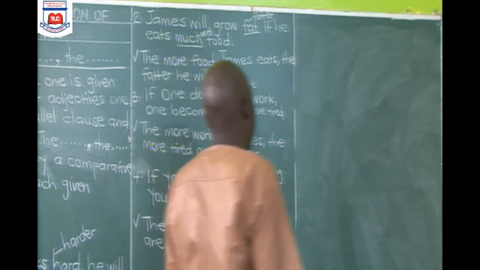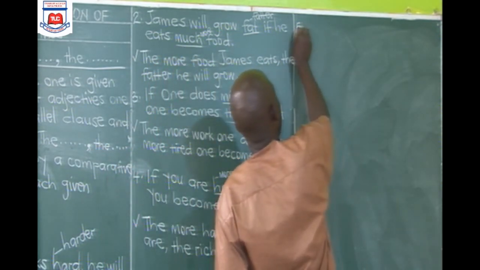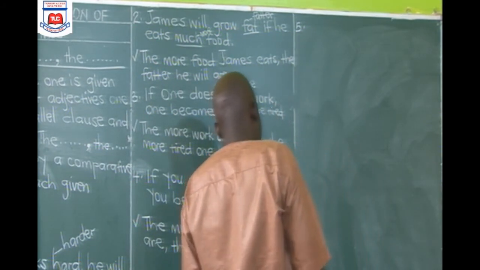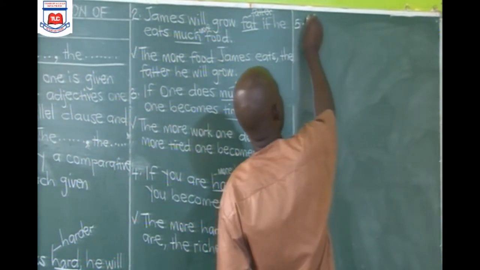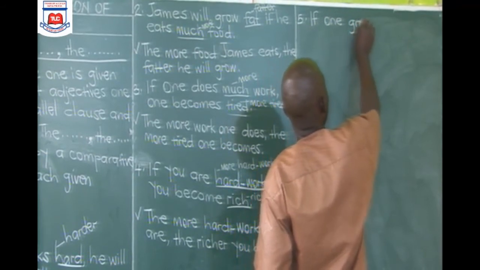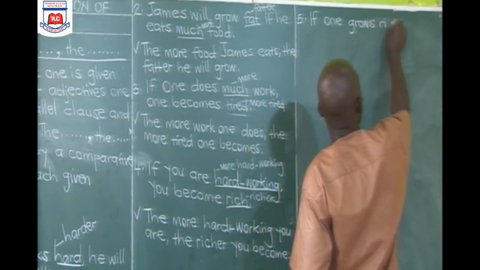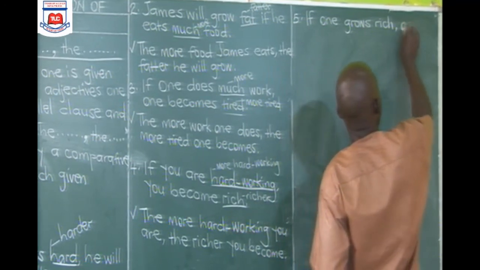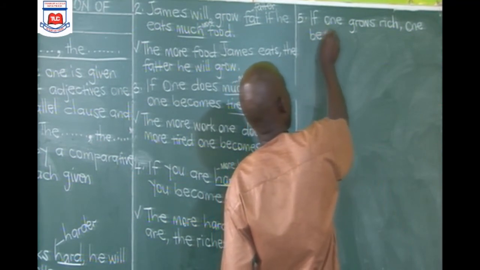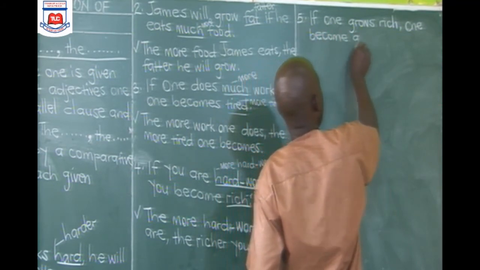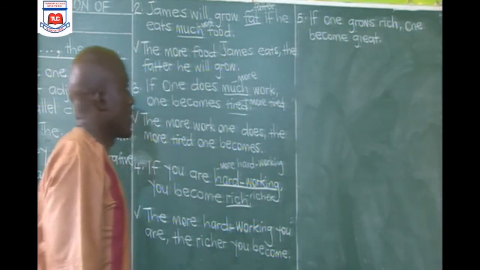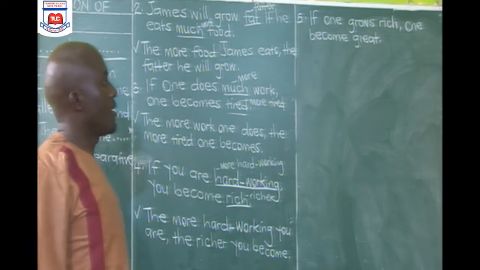Example 5 says, if one grows rich, comma, one becomes great. One becomes great. Yes, and it's very true. The moment you're rich, you become great. If one grows rich, one becomes great.